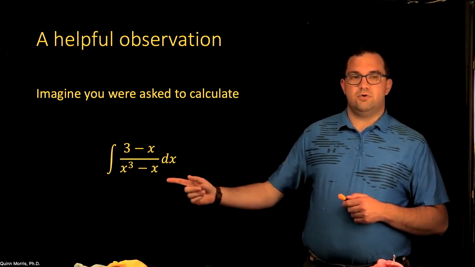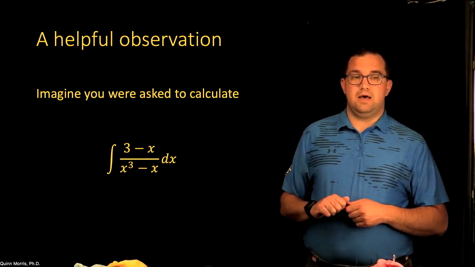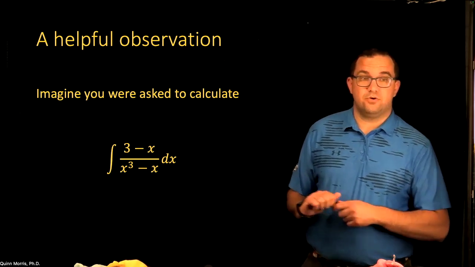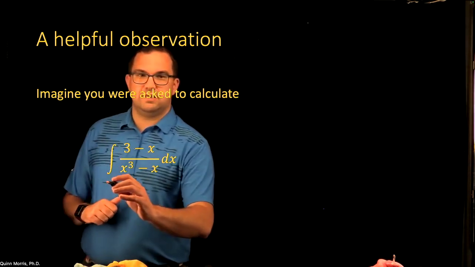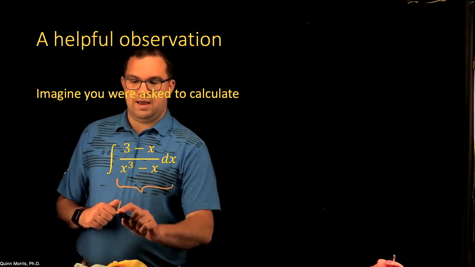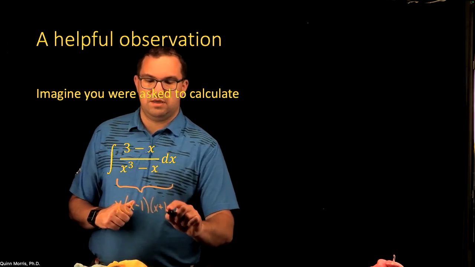I could look at this and notice that I could factor an x out in the bottom. That would give me an x times x squared minus 1. And I can actually factor x squared minus 1. So I could factor this denominator as x times x minus 1 times x plus 1.